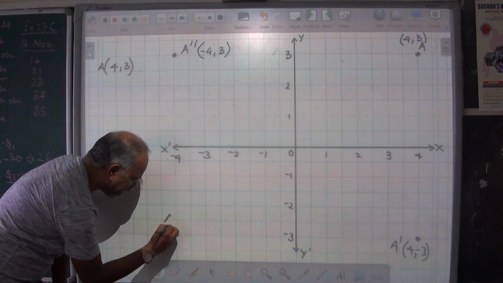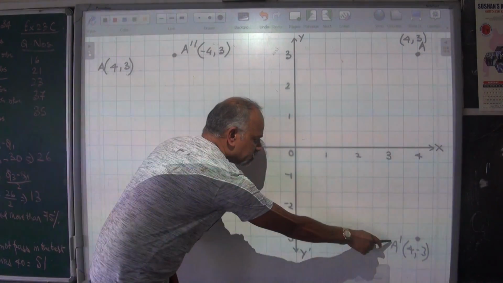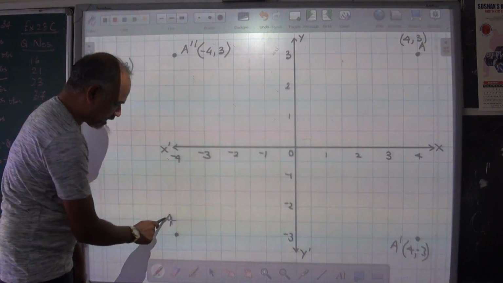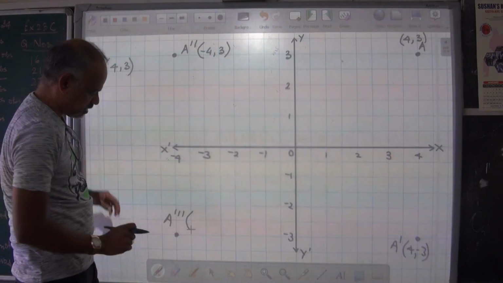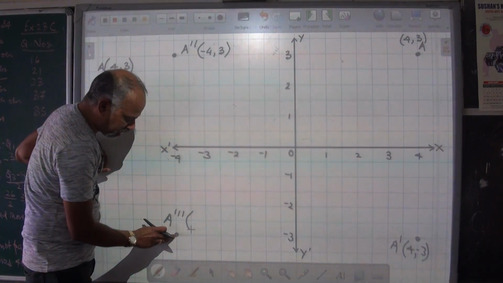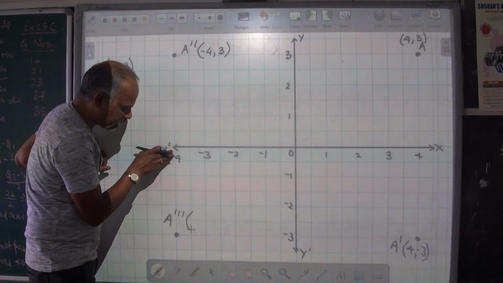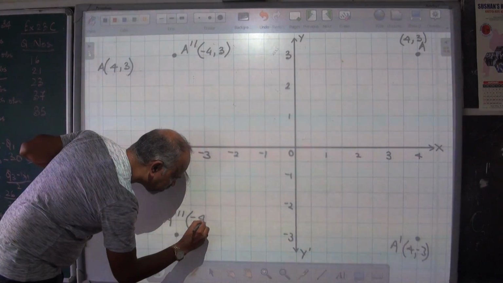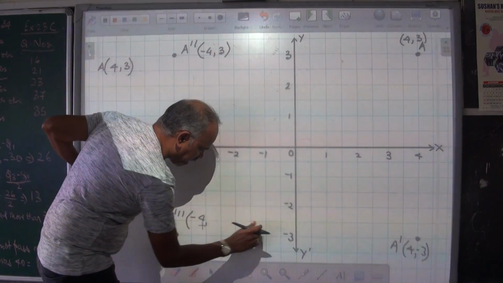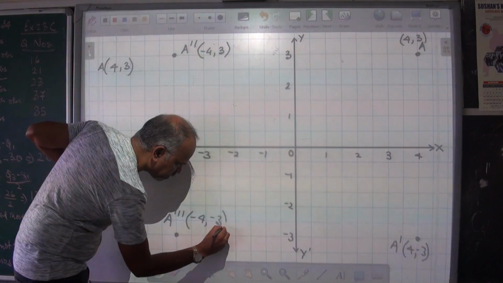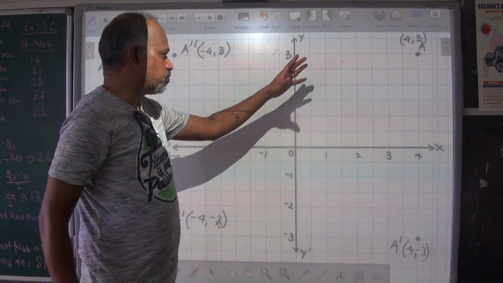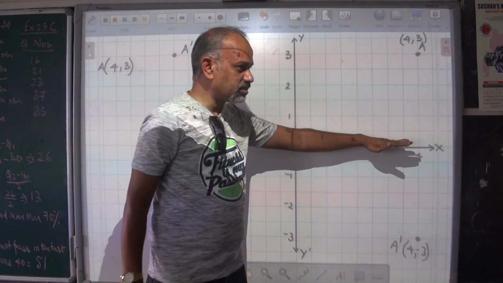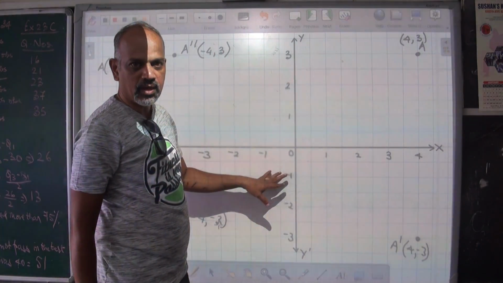This will be A. I already used A dash and A double dash here, so this has to be A triple dash. The coordinates of this: first check the x coordinate, the x value is -4, and the y value is -3. So this is how you reflect this point on the x-axis, y-axis and the origin.